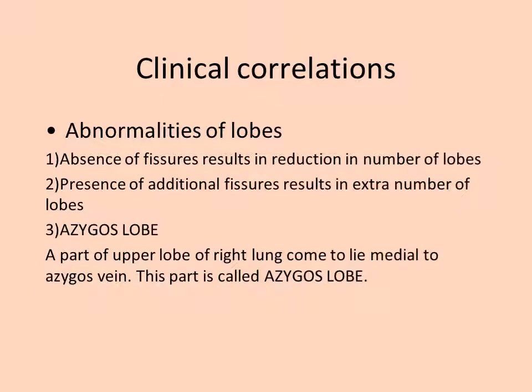There can be abnormalities of lobes. There can be absence of fissures, which results in a reduction in the number of lobes, or there can be additional fissures, which results in an extra number of lobes. There is a condition known as azygous lobe, in which a part of the upper lobe of the right lung comes to lie medial to the azygous vein, and this part is called the azygous lobe.